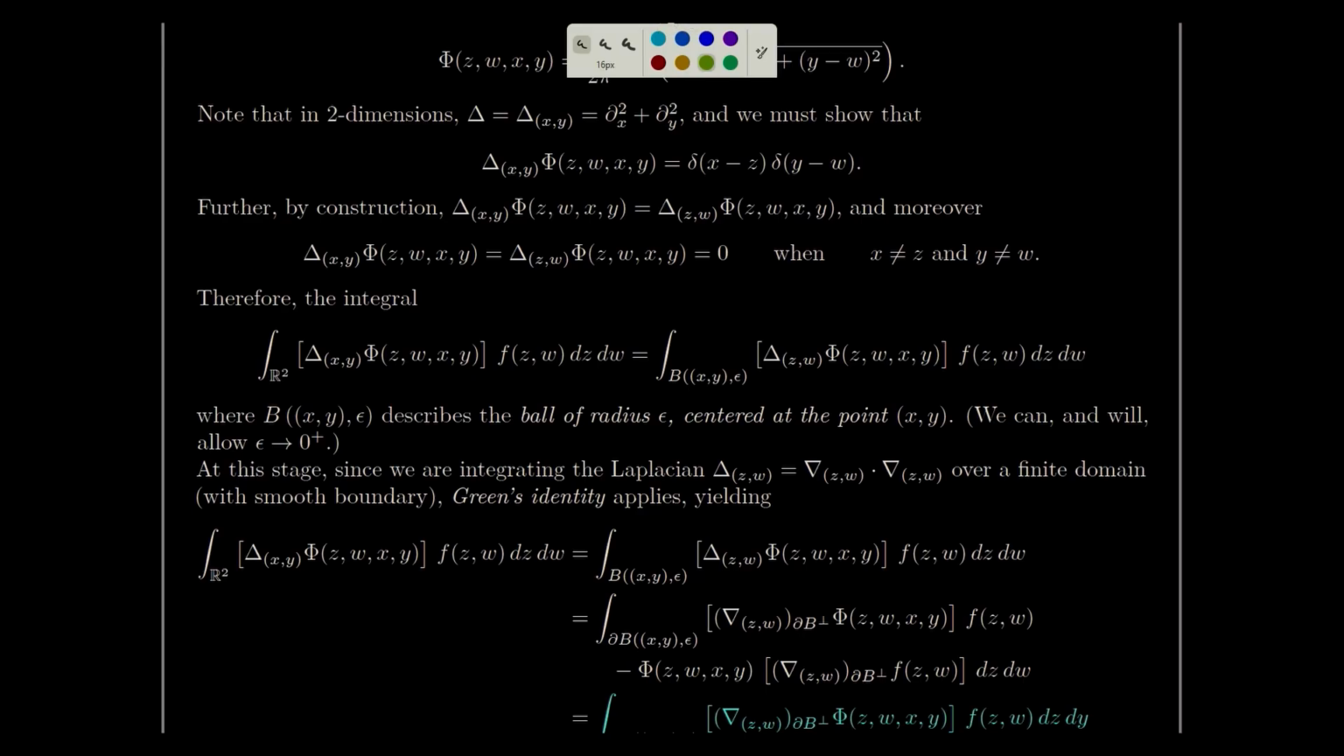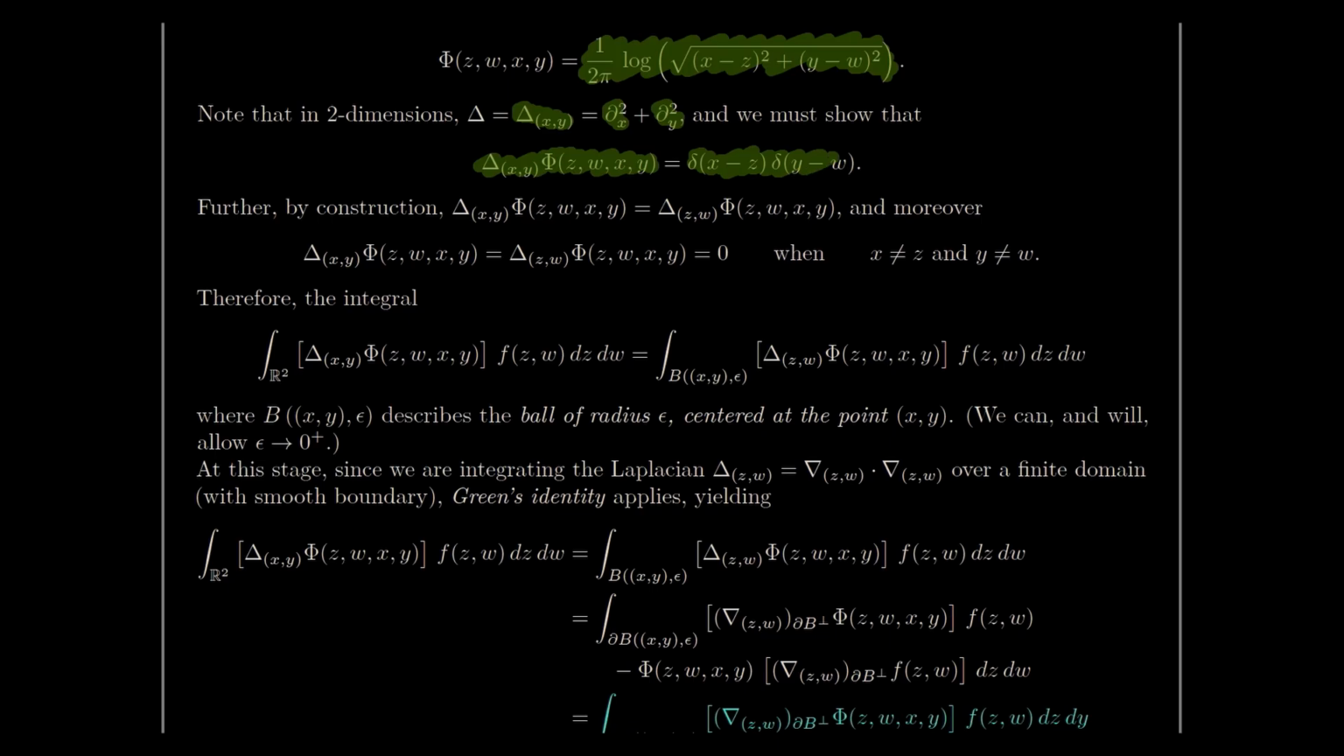So we're going to note in 2 dimensions that the Laplacian is just the sum of the second derivatives squared. And what we're going to try to do is show that the Laplacian of this fundamental solution, with the logarithm style, has the property that it's equal to the 2-dimensional delta function. Let's recall really quick that the 2-dimensional delta function is a product of 1-dimensional delta functions.